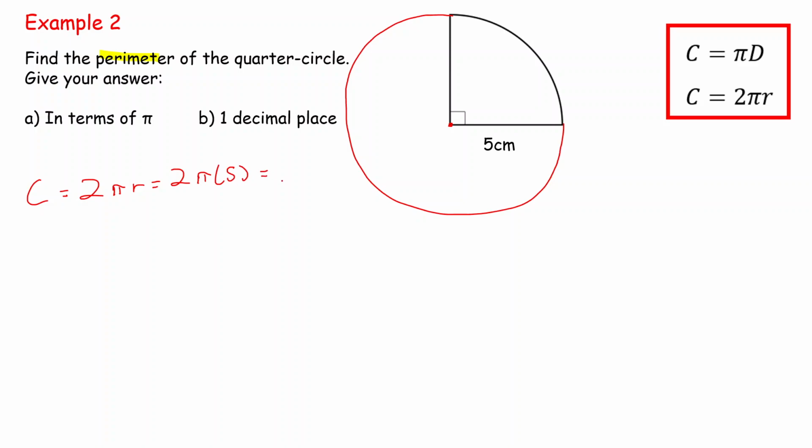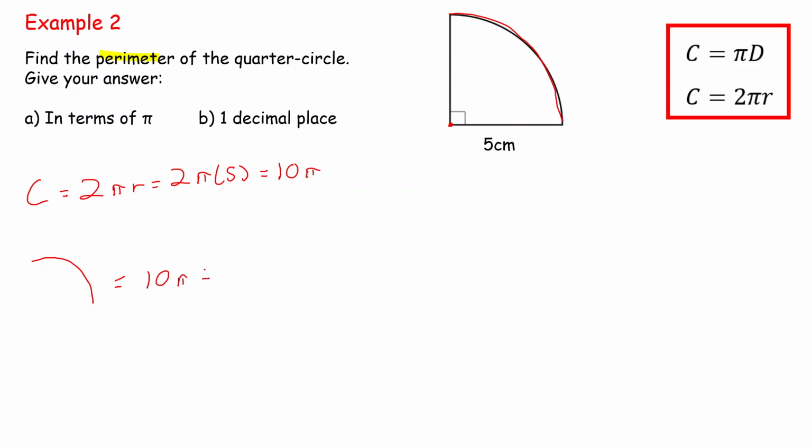And 2 times 5 is 10, so I've got 10, and I've got pi, which goes in there. But I only want this part of the circle. Okay, so I can say that this kind of quarter arc here, the whole thing, is 10 pi. And then to get a quarter of it, you can divide it by 4.